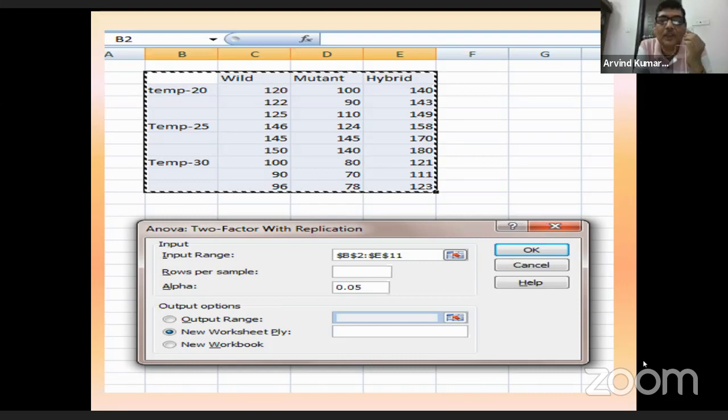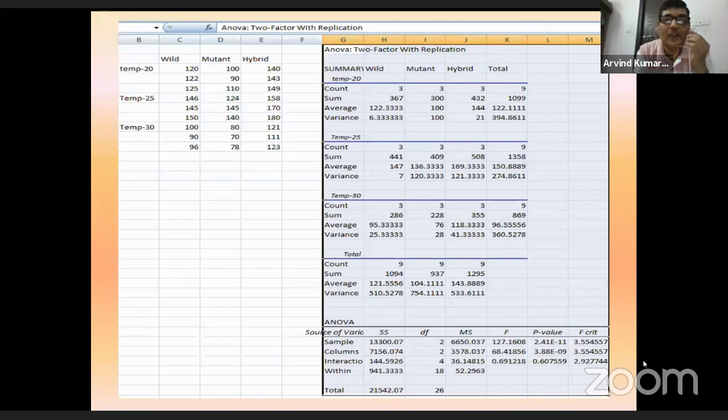big table, and this table shows everything you can have about the information regarding the mutant flies, the hybrids and the wild type, their count, their average number of eggs laid, means all these values will be appearing for rows as well as for columns. What has happened?